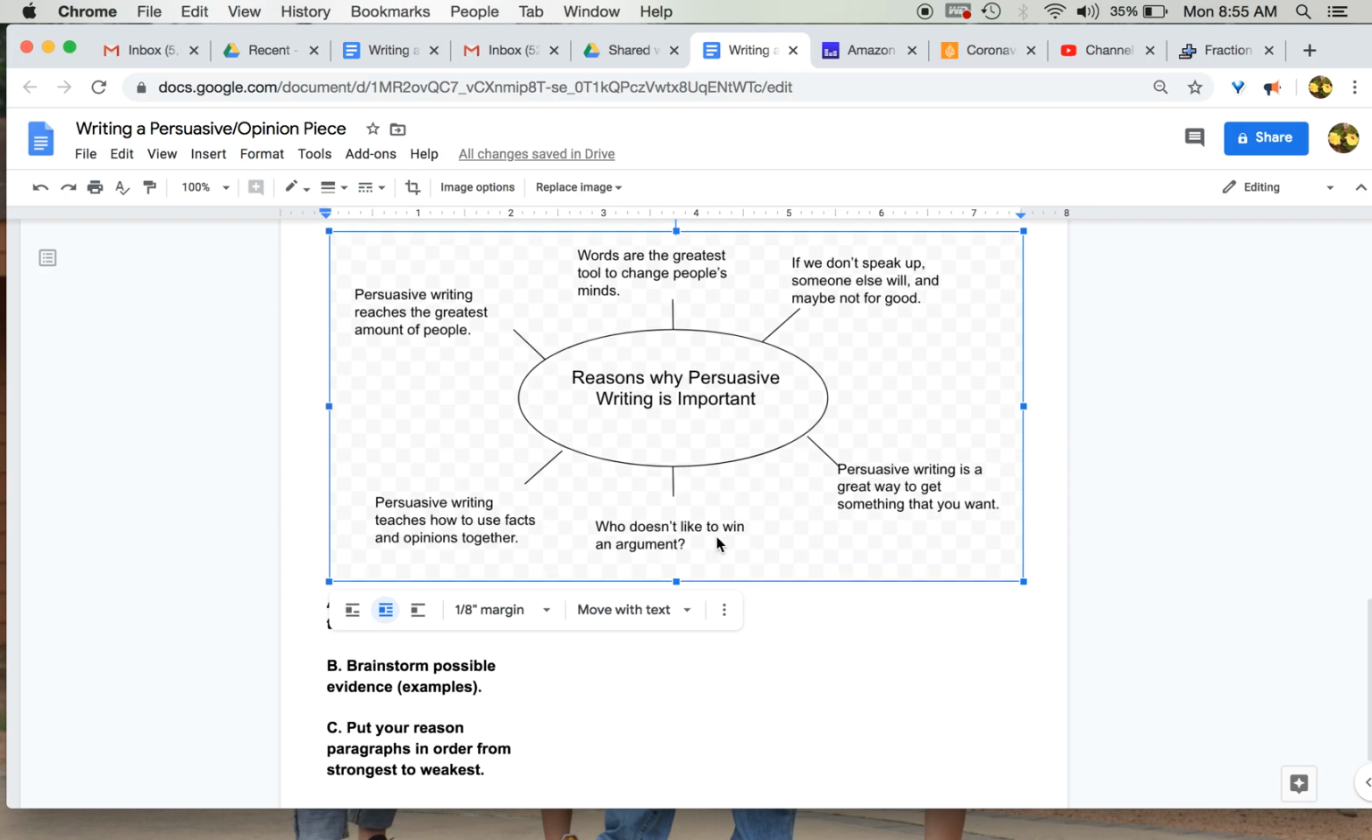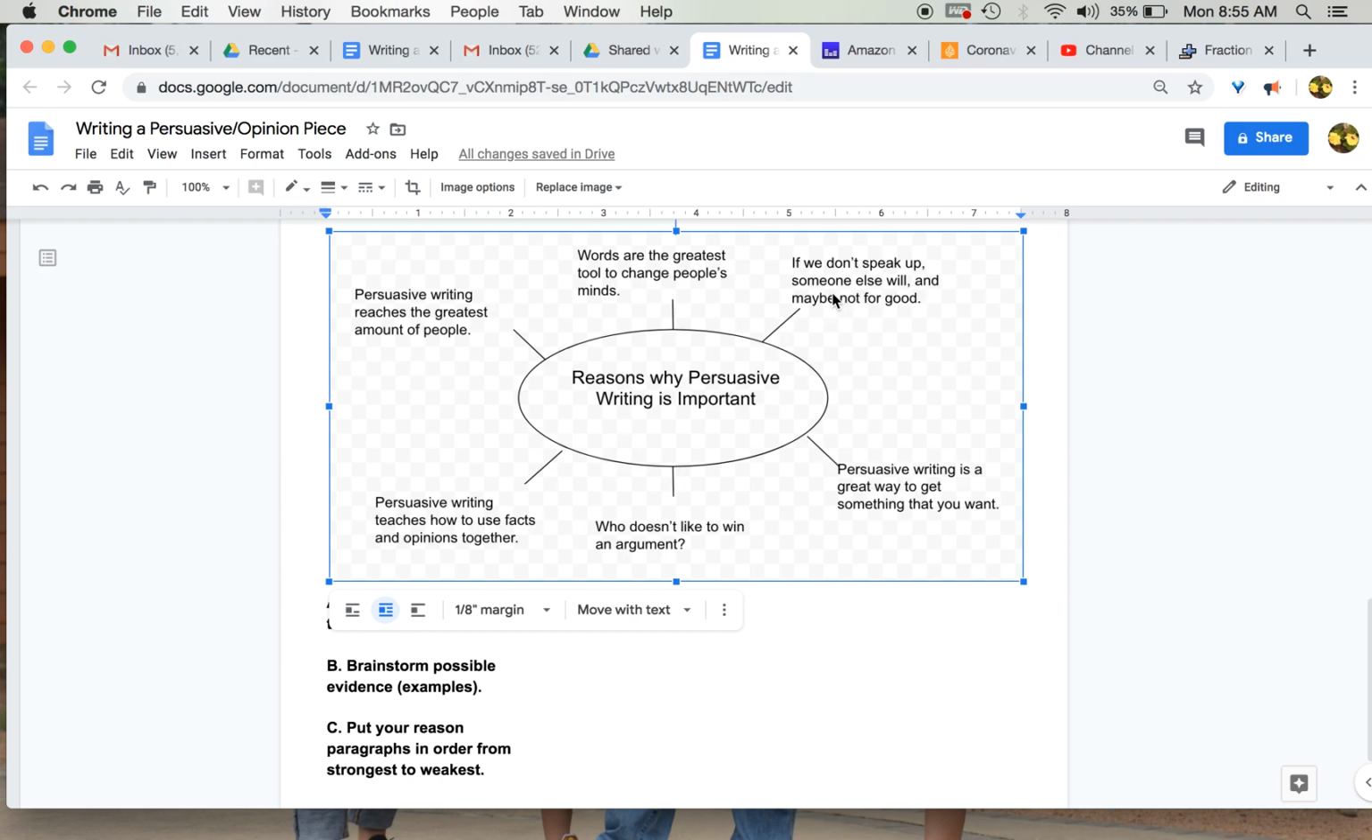If you look at this one, who doesn't like to win an argument? I don't know if I can write a whole paragraph about that, nor do I want to. I want to kind of keep this positive, and winning an argument seems more negative focused. So I might use this as an example to go here. Persuasive writing is a great way to get something that you want. So this might be a reason paragraph, and then this might be an example or evidence of that, and give some examples of winning arguments.